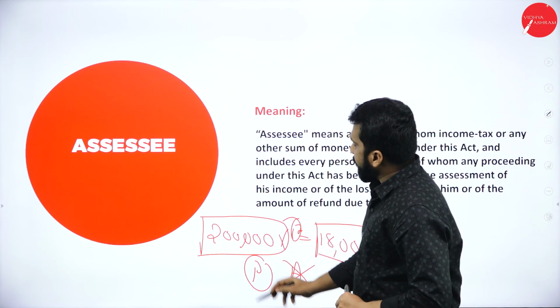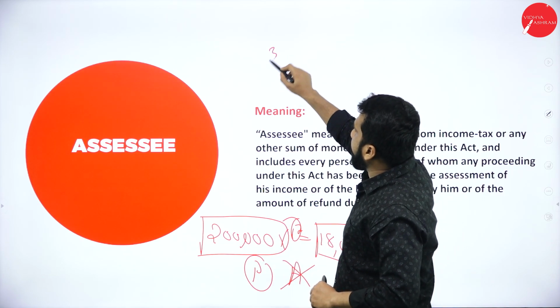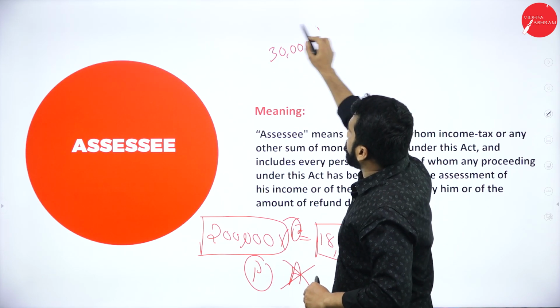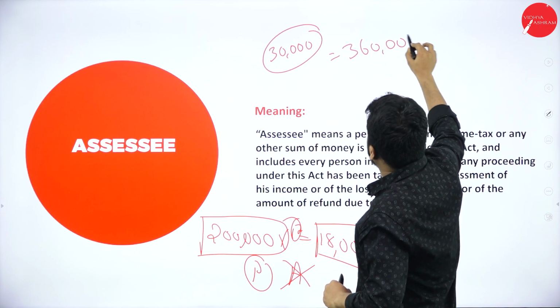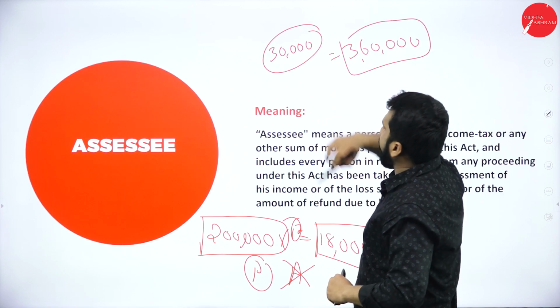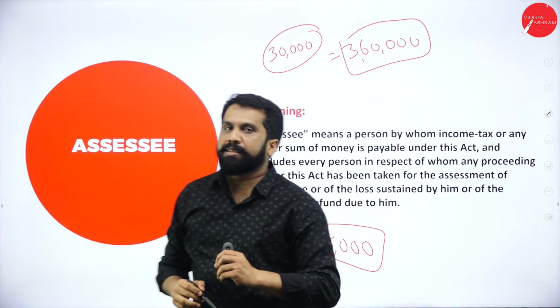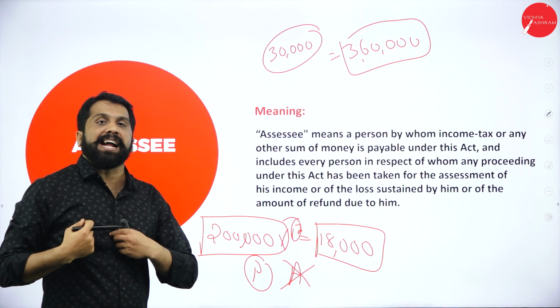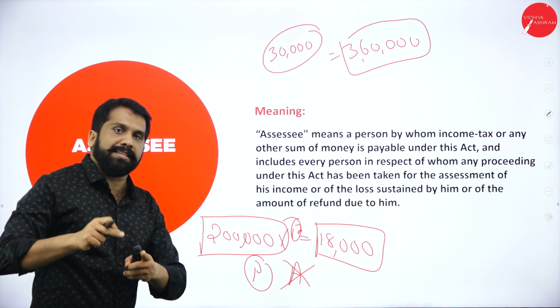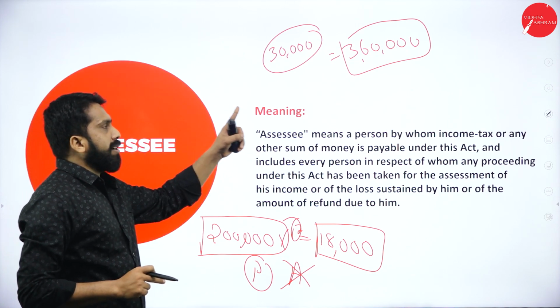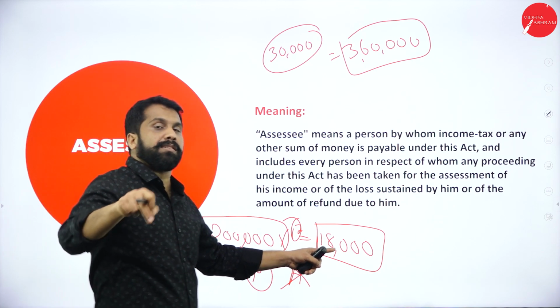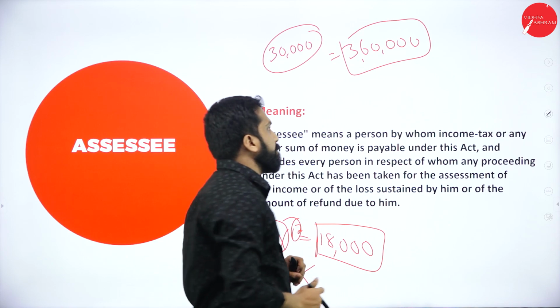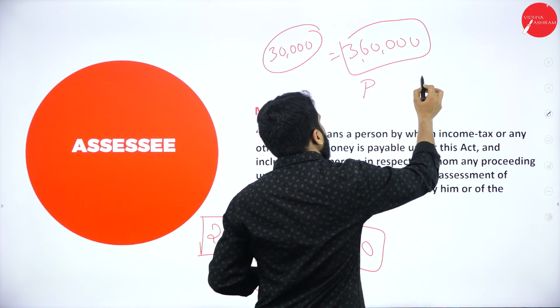Now, my income is, per month my salary is 30,000. So my income is how much? It will be 3,60,000. So, am I supposed to pay tax? The answer is yes. Why? Because your salary is more than 2,50,000. You come under a taxable person. Now, you have two options, person and assessee.